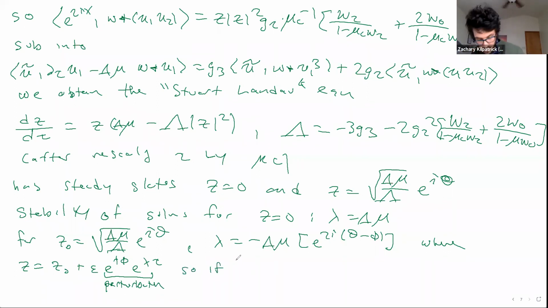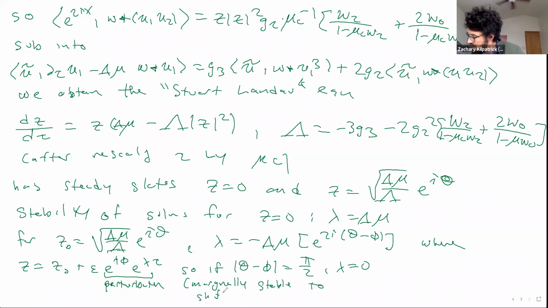So if theta minus phi has magnitude pi over 2, okay, then that lambda equals 0, okay? And it basically means it's marginally stable to shifts, okay? So if you perturb this fixed point sort of tangent to the ring that it sits on, okay, then it does not relax back. But if you perturb in any other direction, you relax back to the fixed point that you were at, okay? I think this is easier to understand if I draw a picture, and then I'm done, okay?